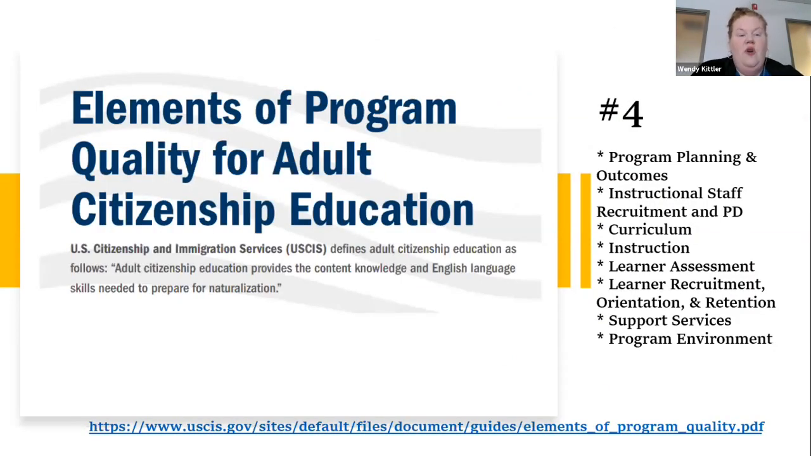Here's your fourth document from USCIS. It is Elements of Program Quality. And it's just talking about, well, now that you know how to build one, how do you know to build a good one? And so it covers program planning and outcomes, instructional staff recruitment, ongoing professional development, curriculum instruction, learner assessment, learner recruitment, support services, and program environment. And you'll find the link to it at the bottom of the page.